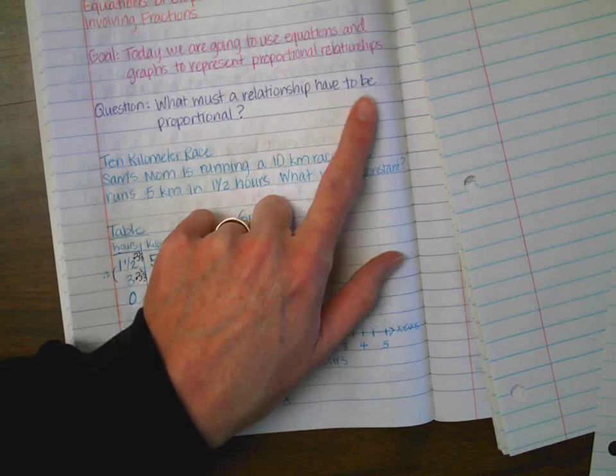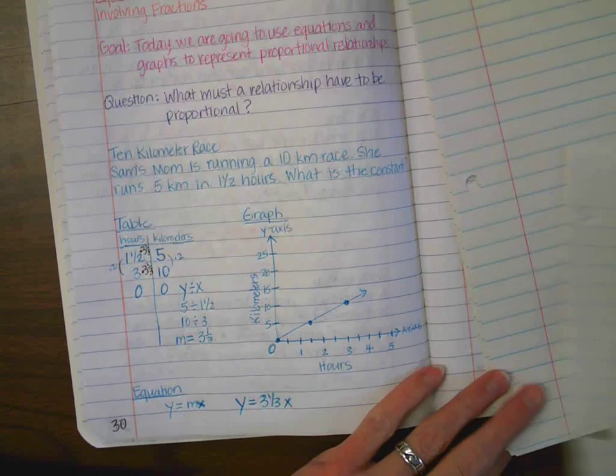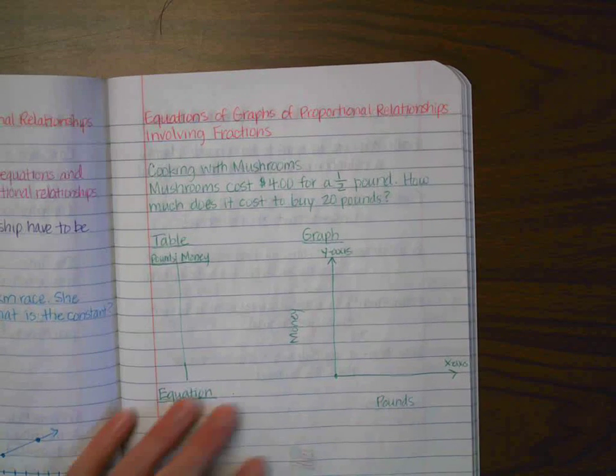Let's go back to our question real quick. What must a relationship have to be proportional? I hope you can answer this question right now. We've been saying that a lot. All right, we do have another page, so let's take a look at the other page.